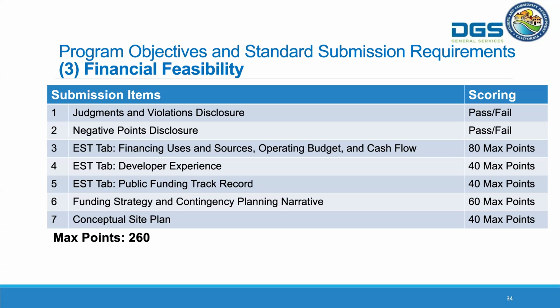Submission item number 2, negative points disclosure. For the negative points disclosure, the respondent must provide a declaration of the existence of any negative points assigned from the California Debt Limit Allocation Committee, CDLAC, the California Tax Credit Allocation Committee, TCAC, and or the State of California Department of Housing and Community Development, or HCD, within the previous 6 months prior to the submission date.